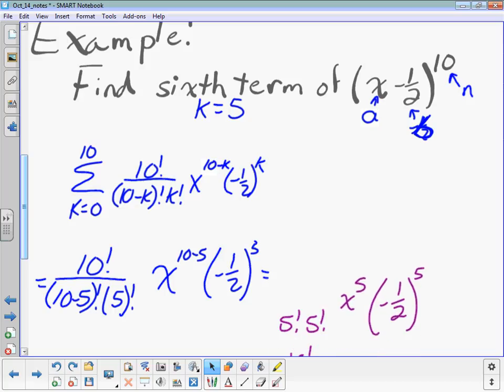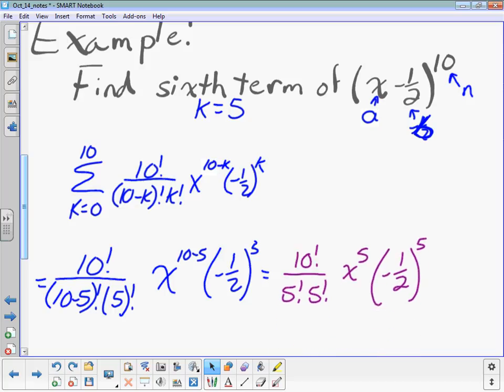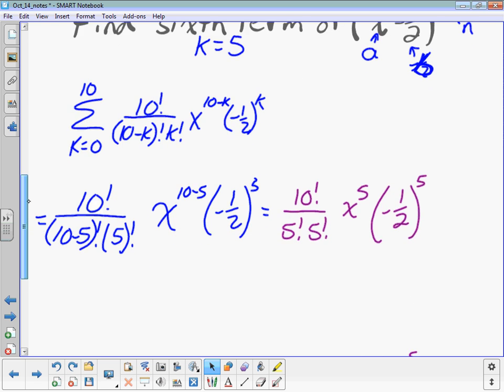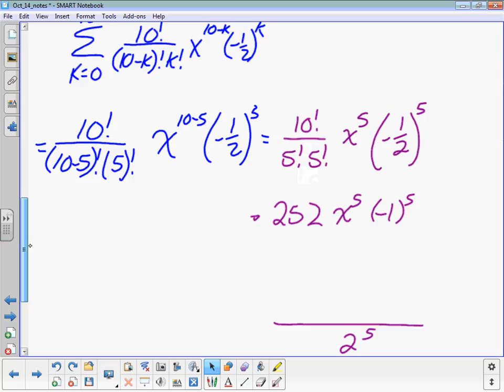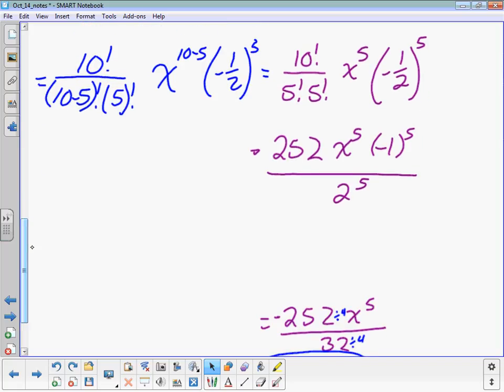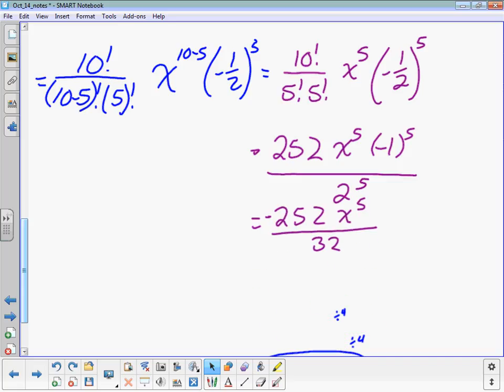Now when I do that, I get 10 factorial over 5 factorial times 5 factorial, x to the 5th, and -1/2 to the 5th power. All I have to do is clean that up, and I have my answer. So I get 252 x to the 5th, -1 to the 5th power, and 2 to the 5th power. Well, 2 to the 5th power is 32, and -1 to the 5th power is -1. So that means I get -252 over 32.